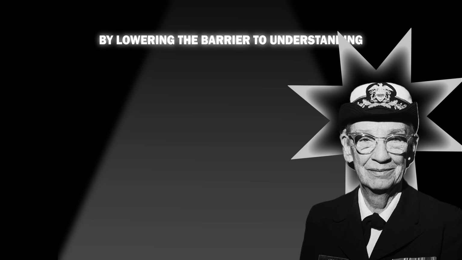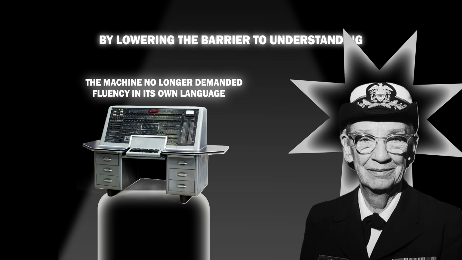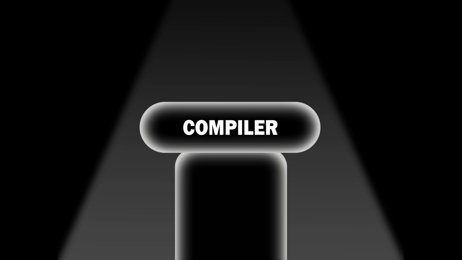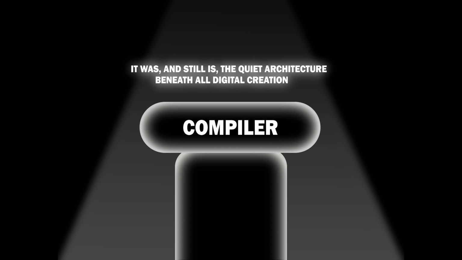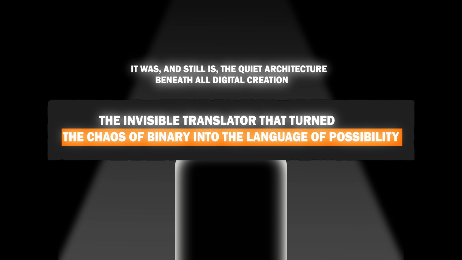By lowering the barrier to understanding, Hopper shifted the center of gravity in computing. The machine no longer demanded fluency in its own language. It began to meet the human halfway. The compiler was born from exhaustion, speaking in numbers. It was, and still is, the quiet architecture beneath all digital creation, the invisible translator that turned the chaos of binary into the language of possibility.